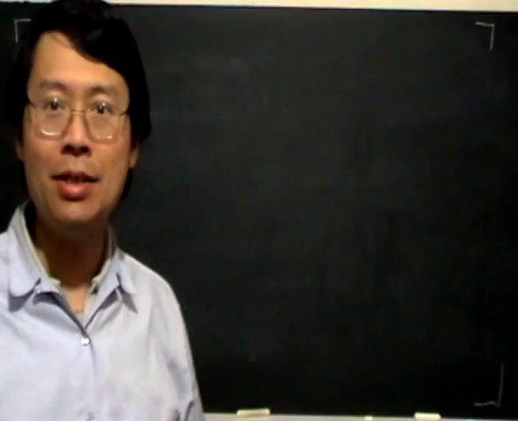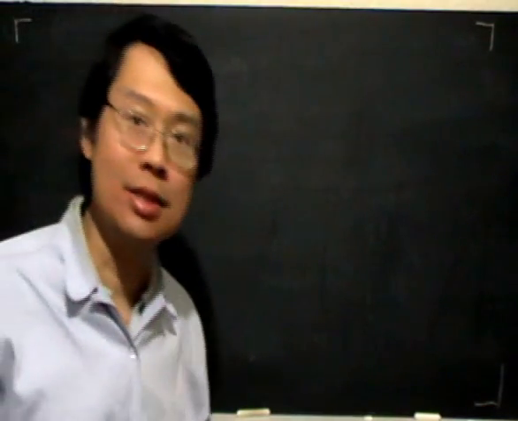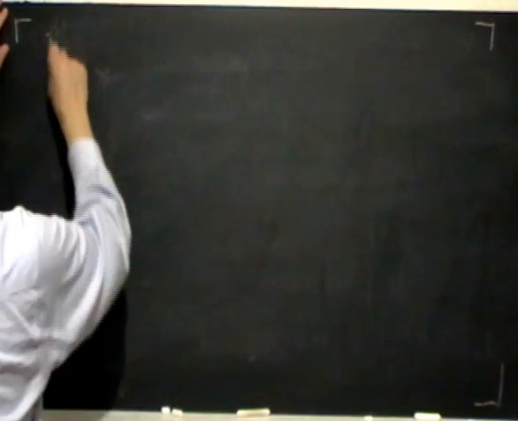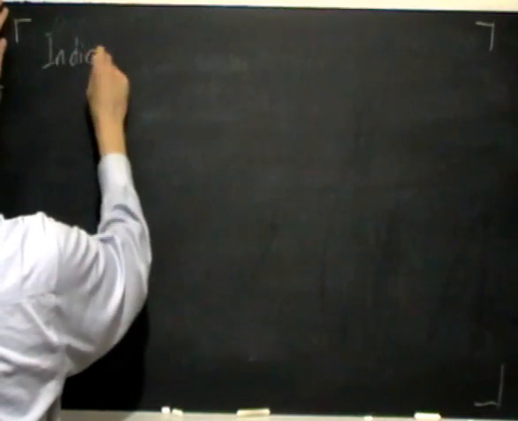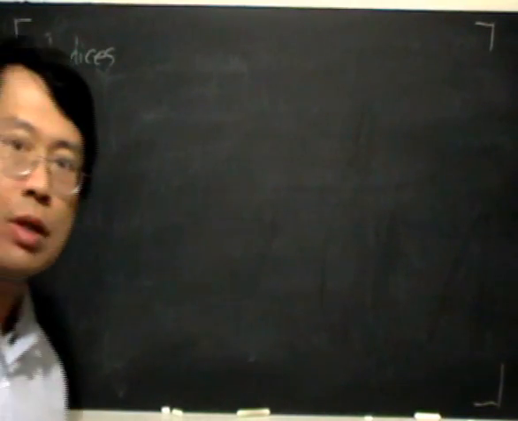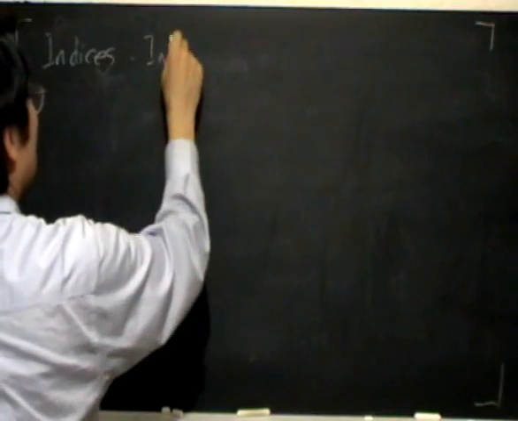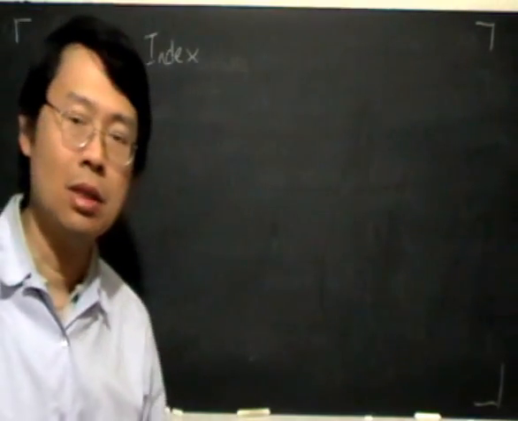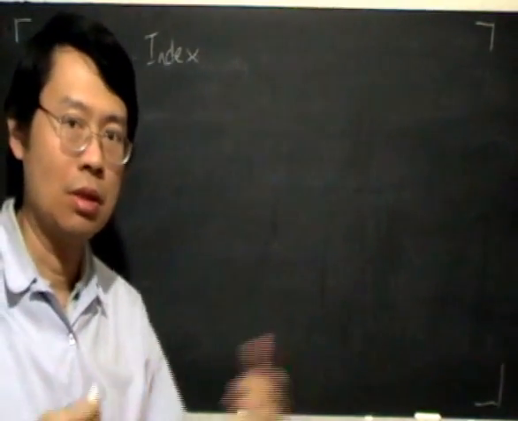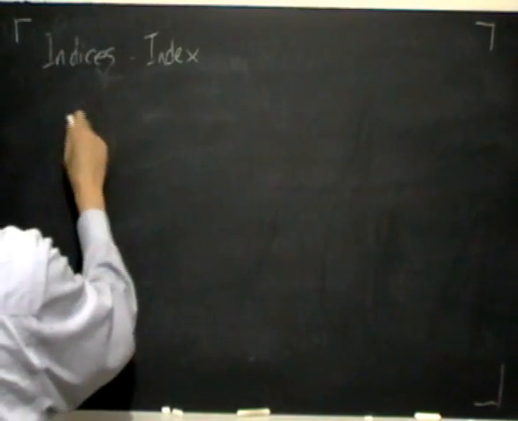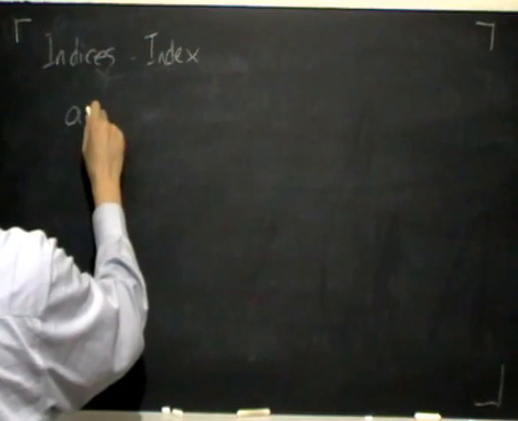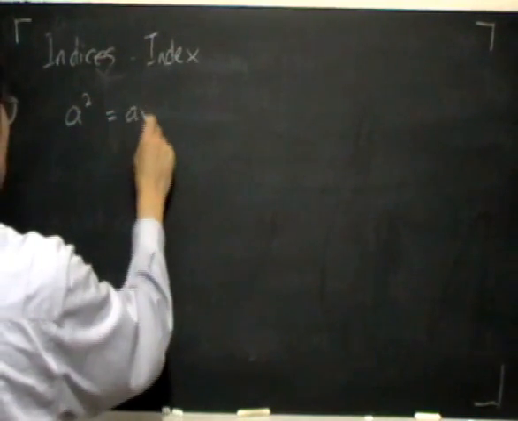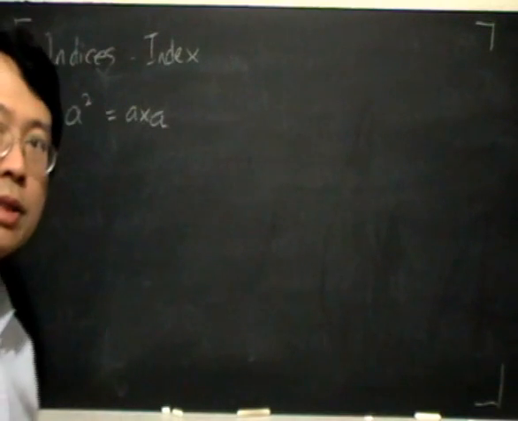Hello, today we are going to talk about indices. Indices is the plural of index. This is about multiplying the same number. So for example, we know that a squared is equal to a times a.